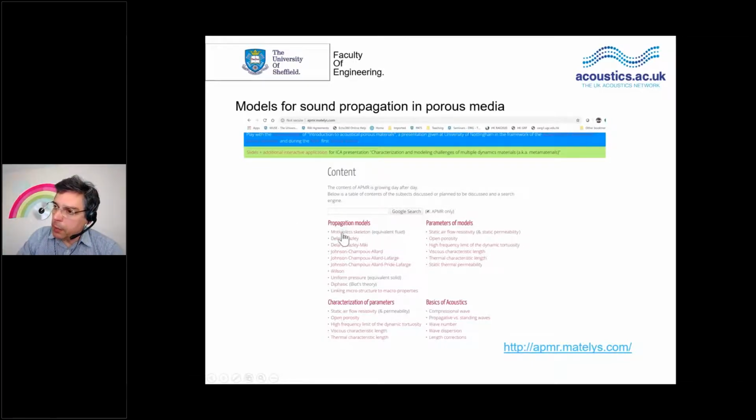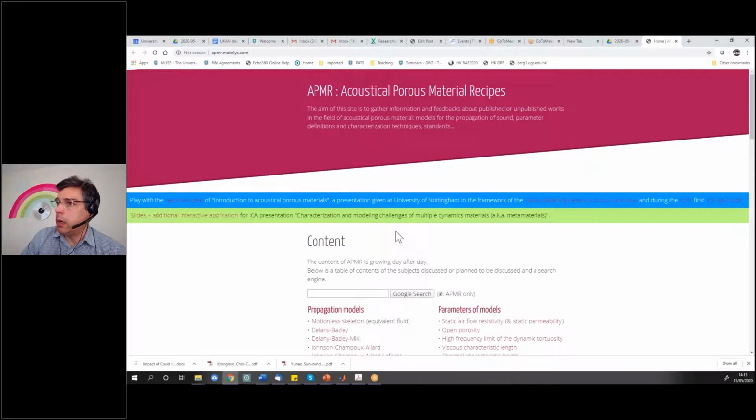We see, for example, in here, the propagation models, which is when the material skeleton is not moving with the sound, which is a case I'm going to consider today. There are some models like Delany-Bazley, Delany-Bazley-Miki, Johnson-Champoux-Allard, and so on. This slide has the active link. If you click on it again, it should take us to the website again, and do go and look at it. It's really a brilliant website in my view.